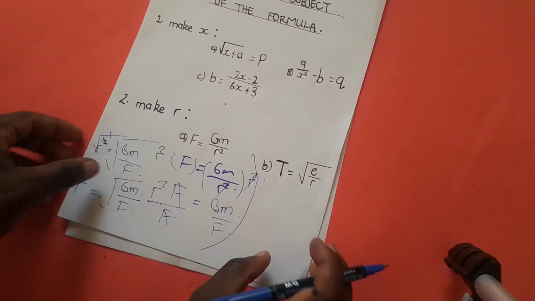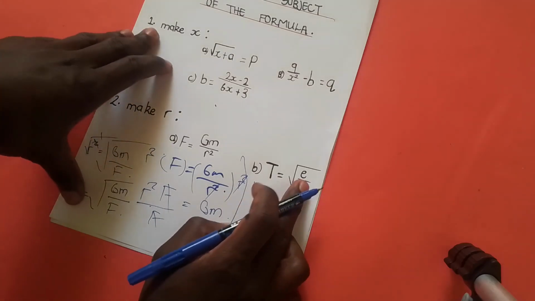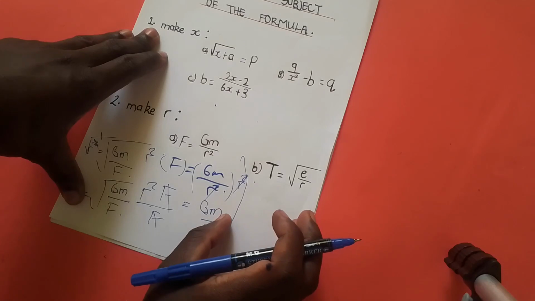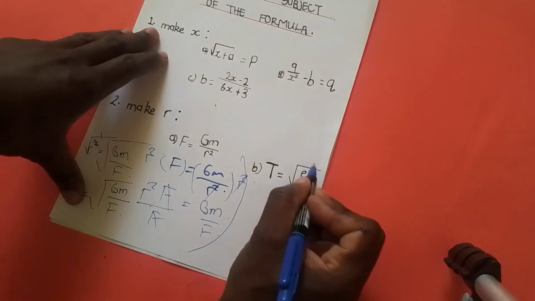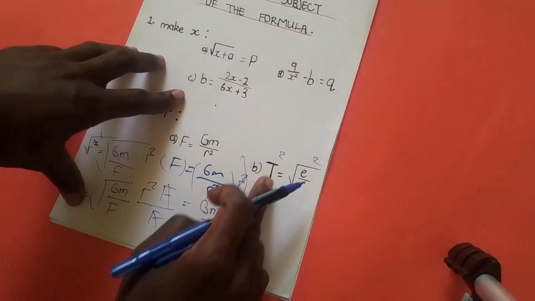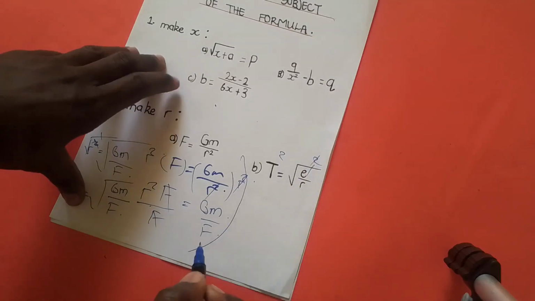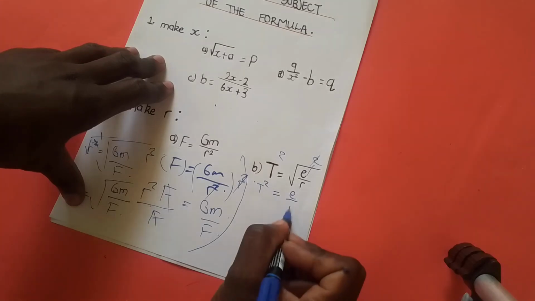Okay, so I'm running out of space here. Let's move on to question B. Question B is saying that t is equal to the root of e over r, of which r is in the root now. We want to make r the subject of the formula. In order to eliminate the root, we square both sides. If we square both sides, t will become t squared. Then the 2 will cancel out the root sign, leaving us with t squared equal to e over r.